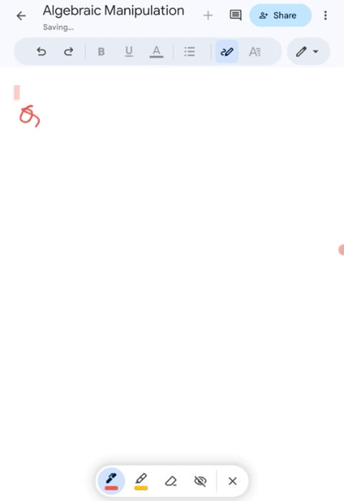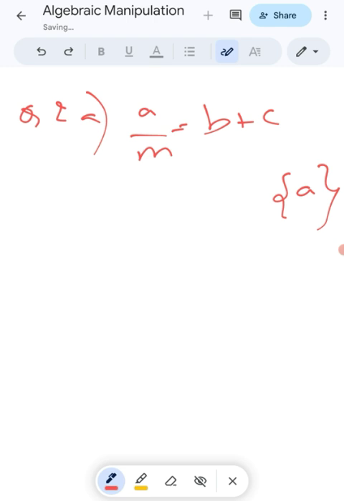So, of exercise 6C. Question number 2, part A, it says that A upon M is equals to B plus C, and here you have to make A as your subject. Fine, A as your subject means the equation shall be A is equals to. Now, when there is an equals to sign, always remember you can do cross multiplication and simplify.